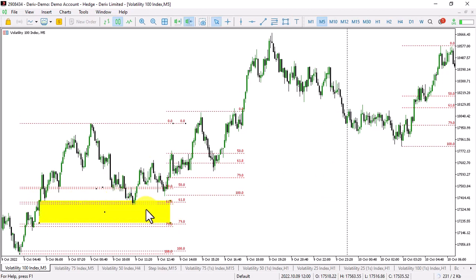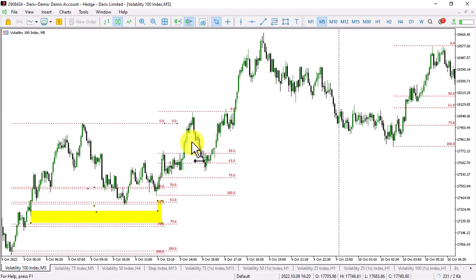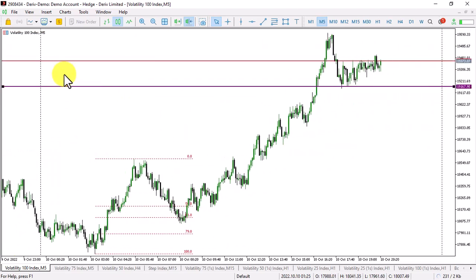So this is what you are going to be using to enter your trades. And you can see that we have an order block in this area that you could have added as confluence to your OTE, optimum trade entry level, which is the area between the 61.8 and the 79. So you could have taken this trade and you could have made some money.